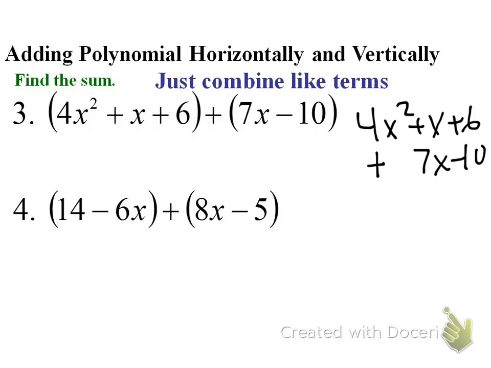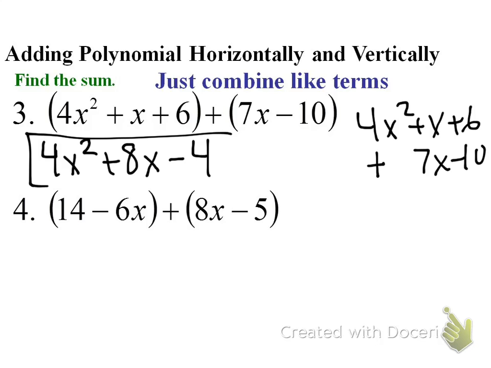Alright, so does anything go with the 4x squared? Nope, so just 4x squared. We can add our x's. 1x plus 7x is 8x. Positive 6 and a negative 10 is negative 4 or minus 4.